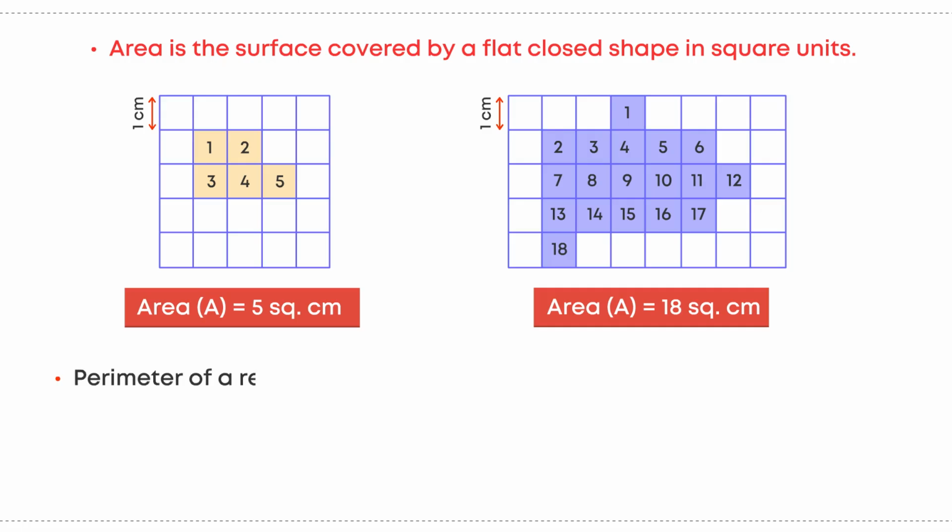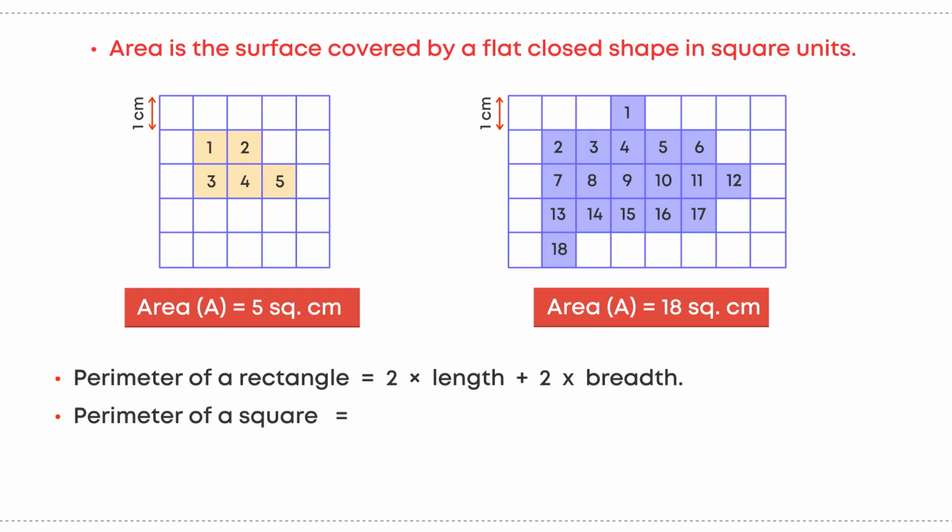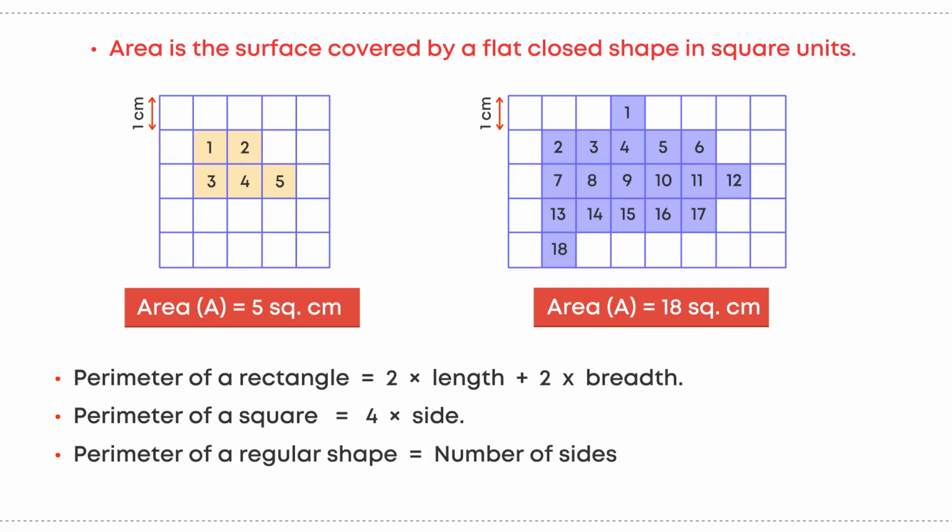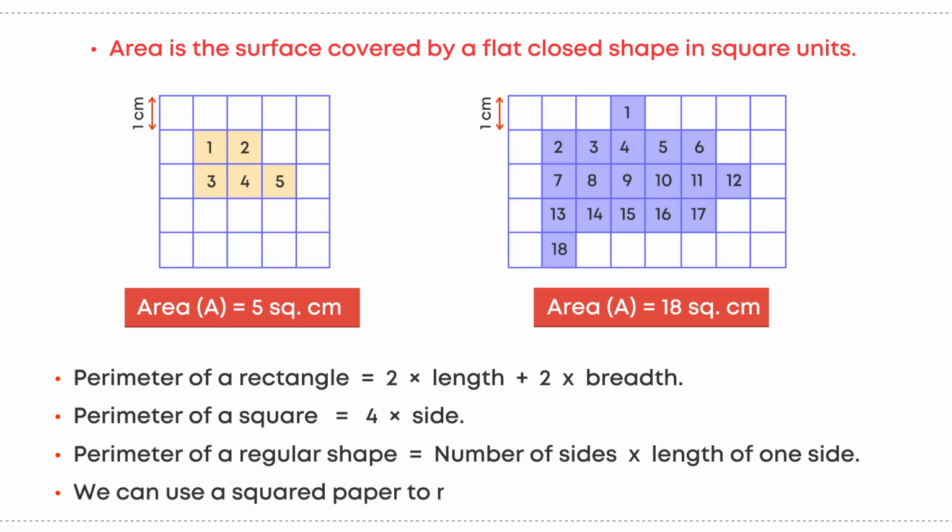Perimeter of a rectangle is equal to 2 into length plus 2 into breadth. Perimeter of a square is equal to 4 into side. Perimeter of a regular shape is equal to number of sides into length of one side. We can use a squared paper to measure perimeter and area accurately.